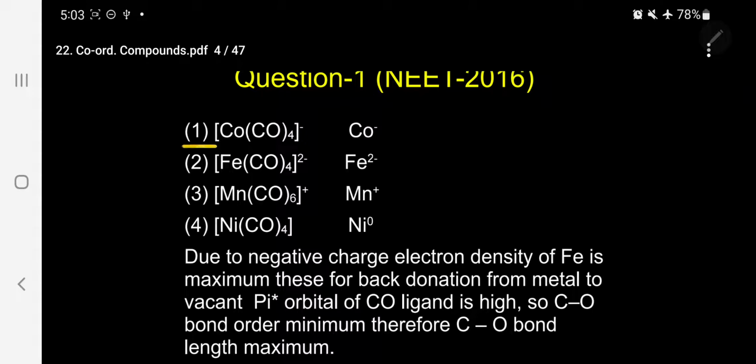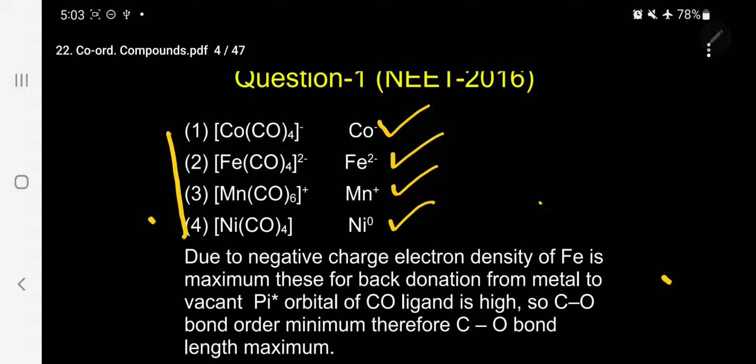Now I have written all the four options here. Please follow. Among these, the central atom is Co. Here, central atom is Fe 2 minus. Kindly follow, this is the oxidation state, that is Mn plus. Then this is nickel 0. So these are the metals.